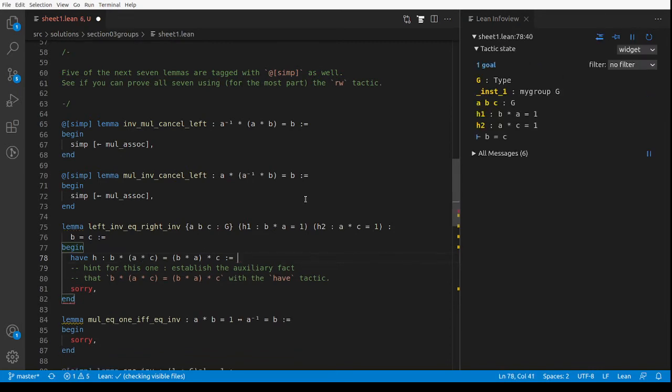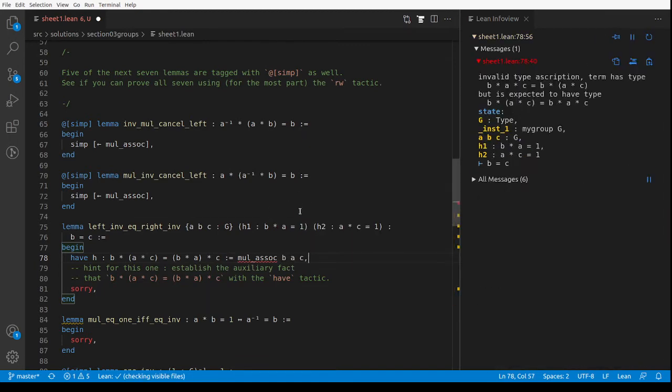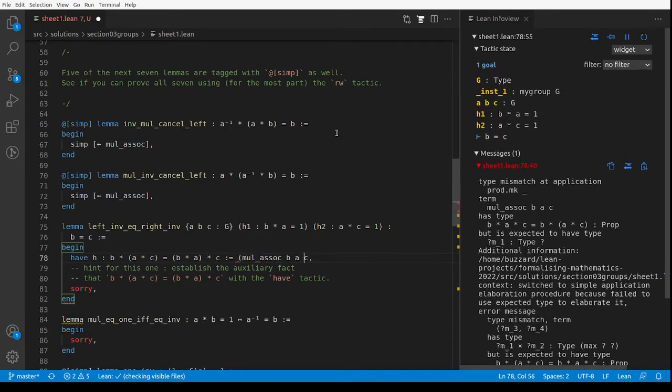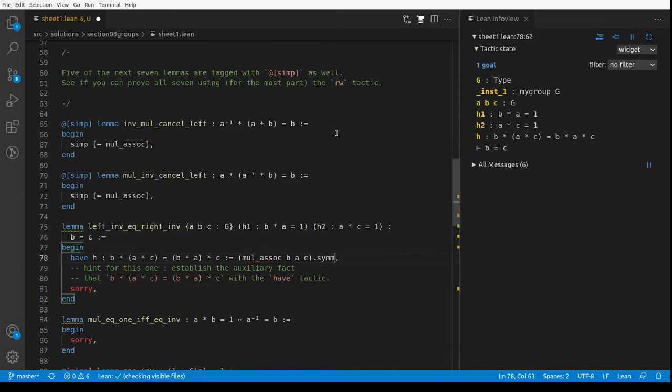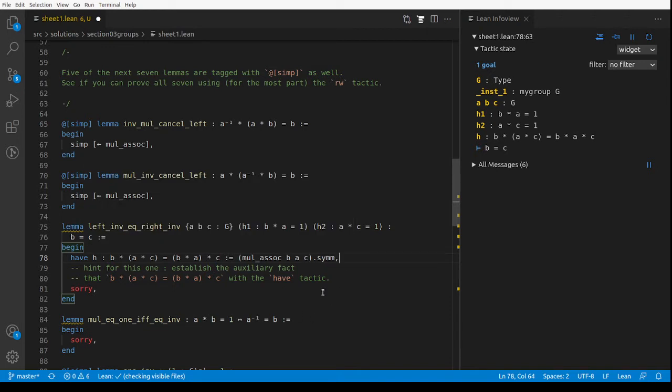Or alternatively, let me show you this other syntax for have as well. It's mul_assoc, I guess it would be B A C, except that's not quite right. If you look at the error there, mul_assoc B A C says that some left-hand side is some right-hand side, and we want to prove the right-hand side is the left-hand side. So we could probably do this there, because that applies Eq.symm. I'm using Eq.symm on mul_assoc.